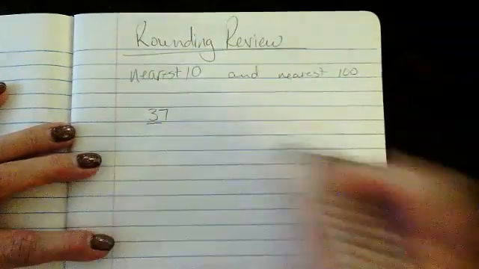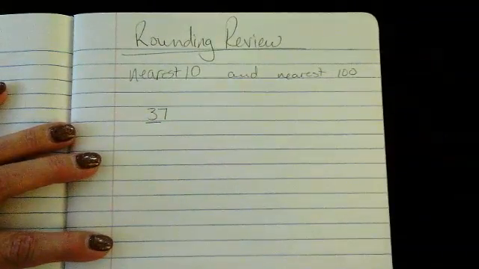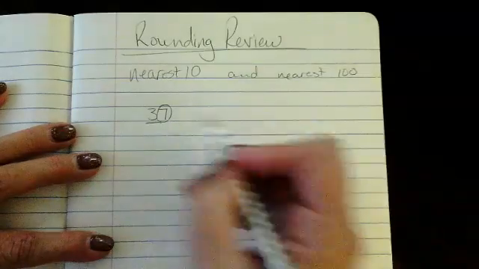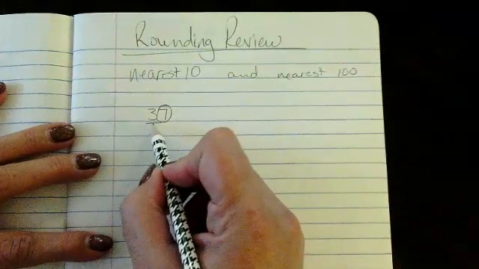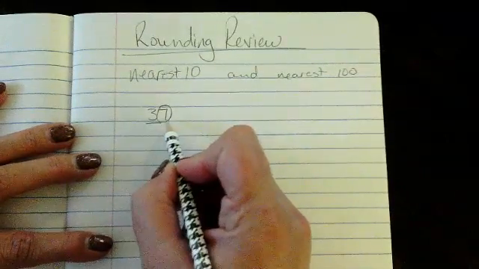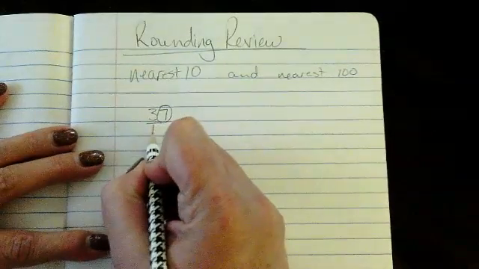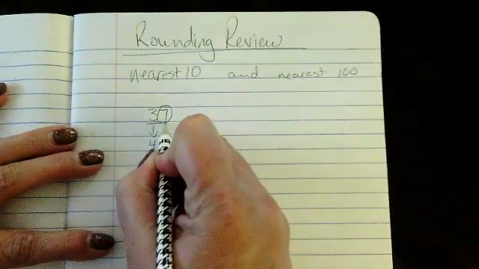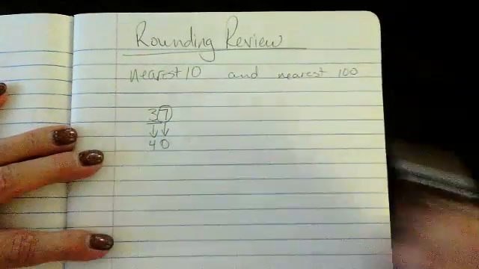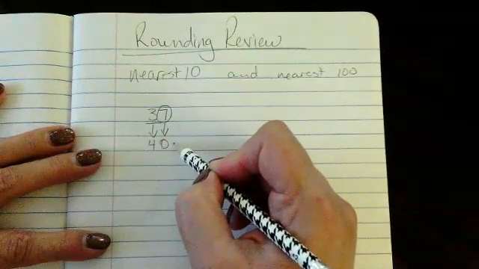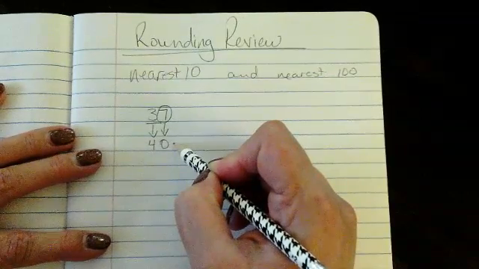The 3. Which number determines if that 3 gets bigger or stays the same? That would be our friend next door, the 7. Since 7 is bigger than 5, that means my 3 needs to round up to the next tens place. So my 3 becomes a 4, and my 7 becomes a 0. So 37, rounded to the nearest 10, is 40.